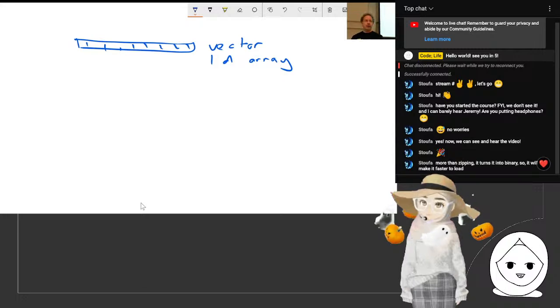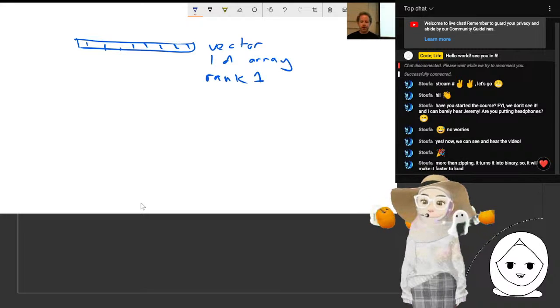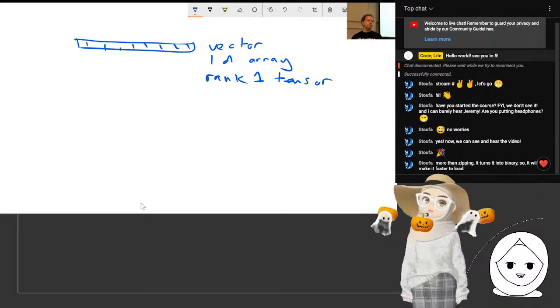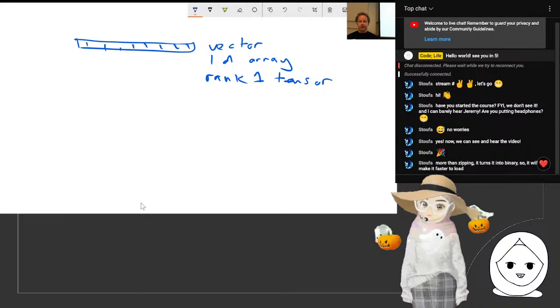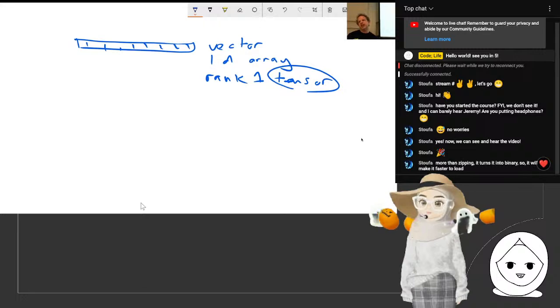But because deep learning people have to come across as smarter than everybody else, we have to call this a rank 1 tensor. They all mean the same thing, more or less. Unless you're a physicist, in which case this means something else, and you get very angry at the deep learning people because you say it's not a tensor.